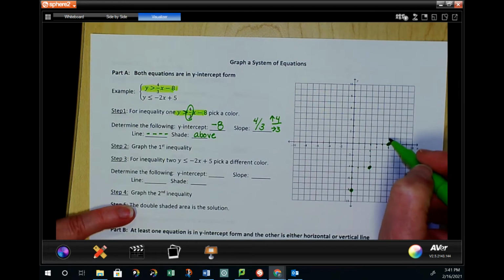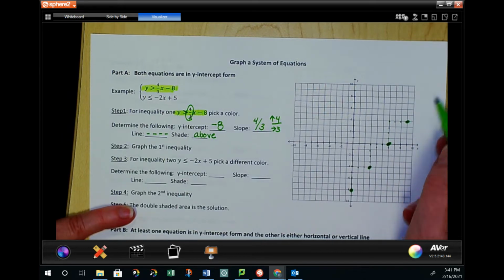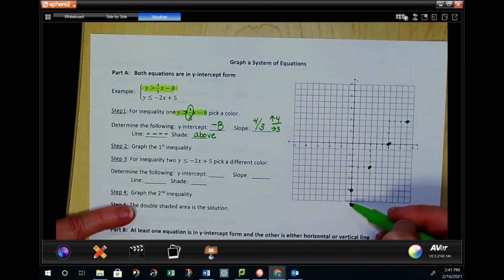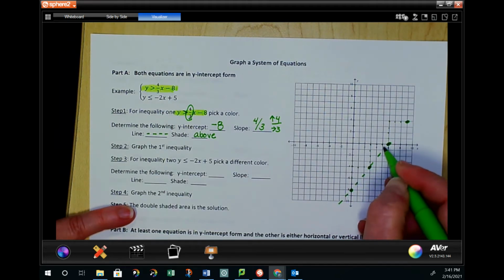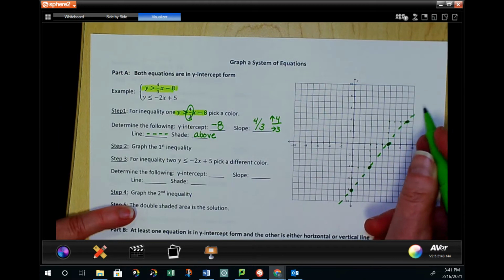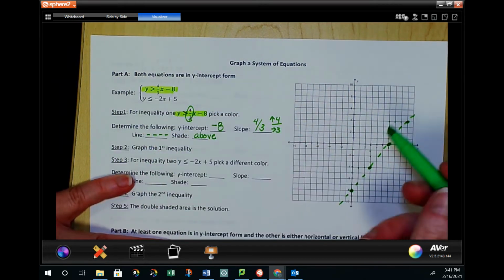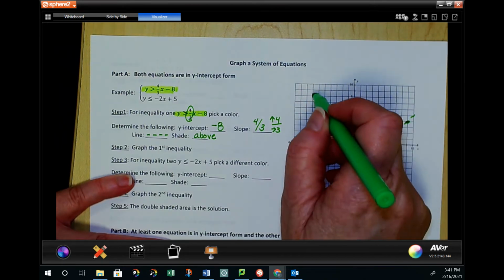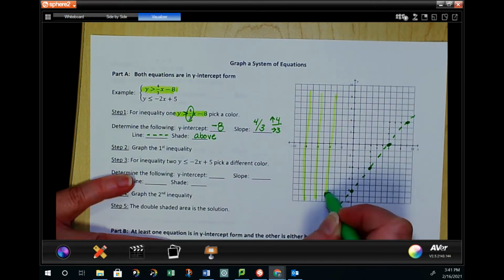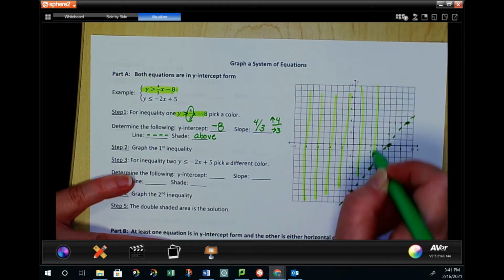I'm going to follow the pattern again. 1, 2, 3, 4, and then to the right 3. 1, 2, 3. And I've pretty much run out of room. So we're pretty much filled out, and now I've done a dotted line. So I'm going to have a dotted line, and I'm just connecting my points. That's it. And then I'm going to shade above that. So this was all step 1. So we're going to shade everything above that line. And so I'm just going to take my green highlighter and shade everything above that line.